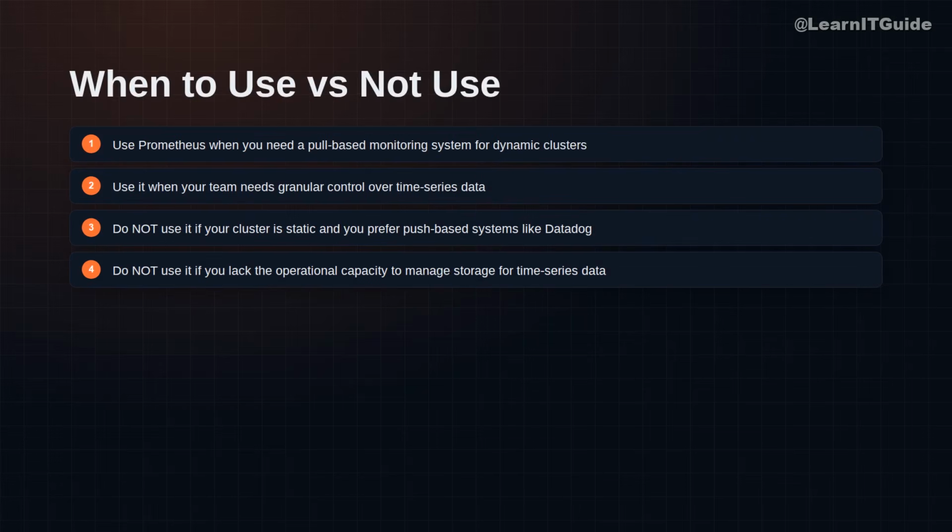So when should you use Prometheus? Use it if you need a pull-based system for a dynamic cluster. It is the gold standard for Kubernetes. Use it when you need granular control over your metrics. But do not use it if you want a fully managed push-based system like Datadog, which requires zero operational overhead. Also, do not use it if you lack the storage capacity to manage the time series data, as that requires ongoing maintenance. Use these criteria to decide if this tool is right for your situation.